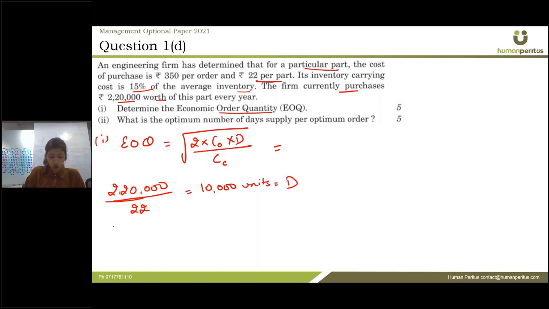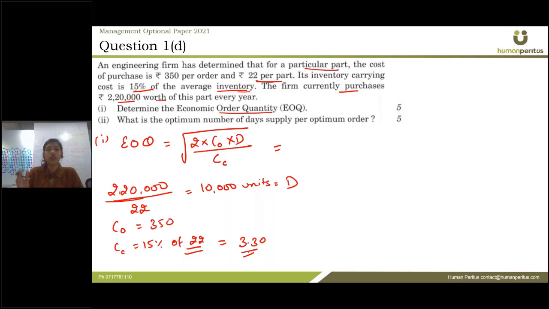Okay, cost per order is 350 and carrying cost is 15% of the average inventory, which when we calculate will be 15% of 22 per part. So carrying cost will be rupees 3.30. So you have all the values.